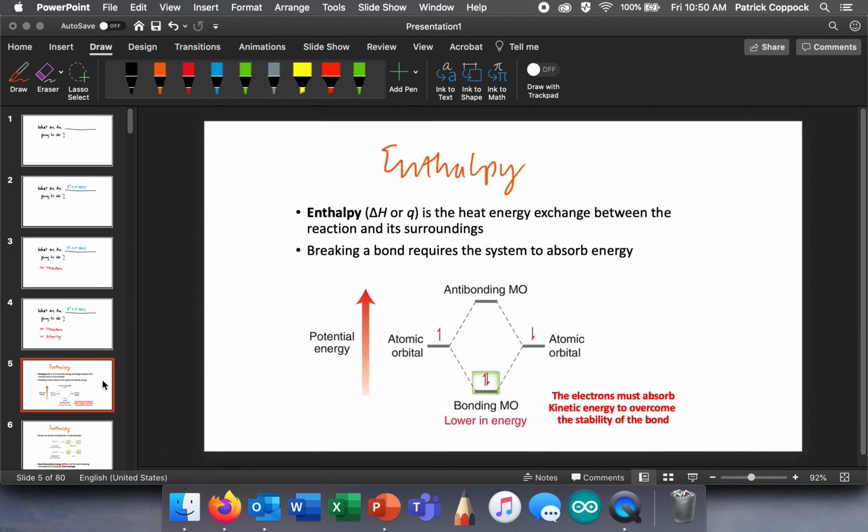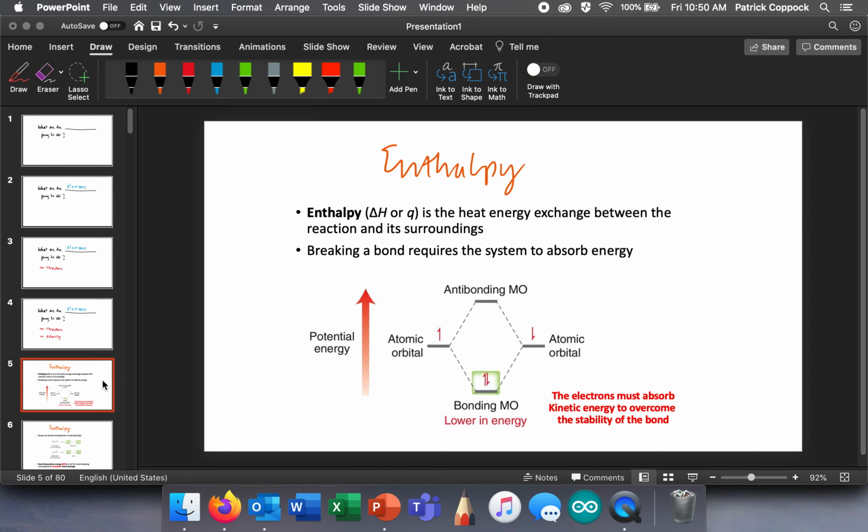All right, so let's start out with the concept of enthalpy. Enthalpy is the heat exchange between the reaction and its surroundings. There are two factors that go into whether reactions are going to happen or not. And one big one, maybe the big one, is enthalpy, right? So breaking a bond requires the system to absorb energy.